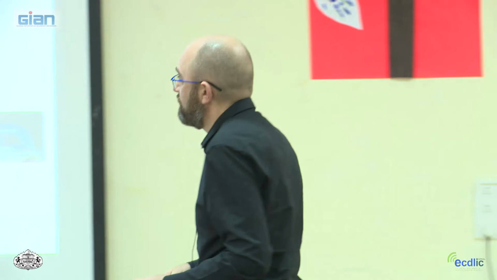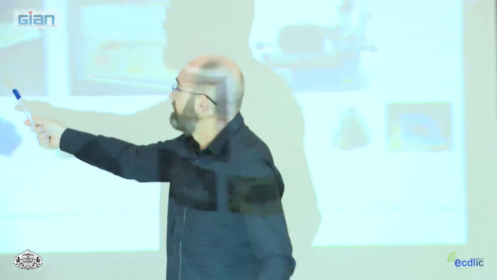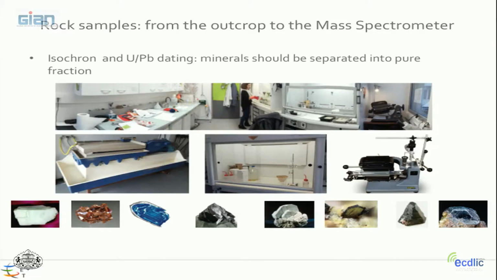Typically, the technique is a shaking table like this. So you put your sand here. The table is shaking with water. In fact, gravity is separating the heavy minerals from the light minerals. You are doing what the rivers and the sea are doing in natural conditions, but in a quick way in your lab. You have some magnetic separator. So you put your powder inside here.